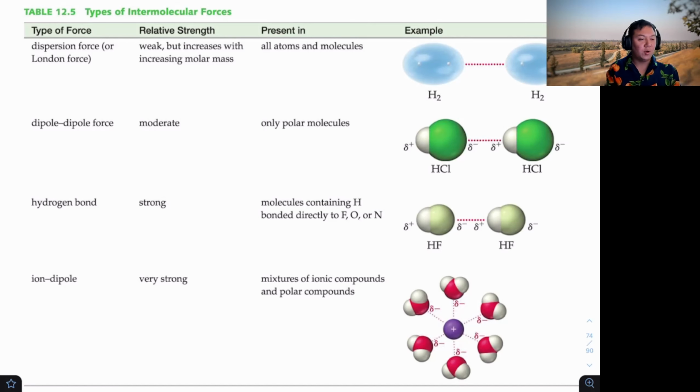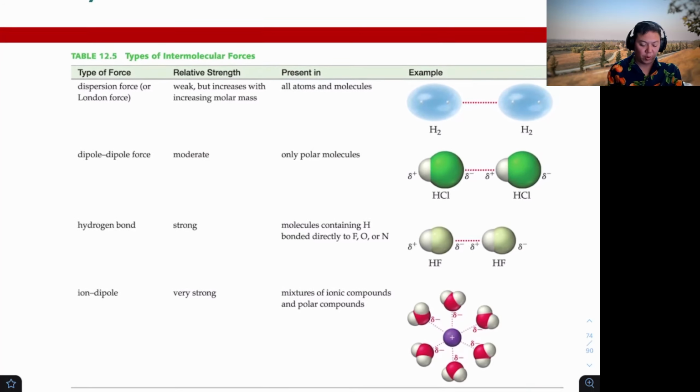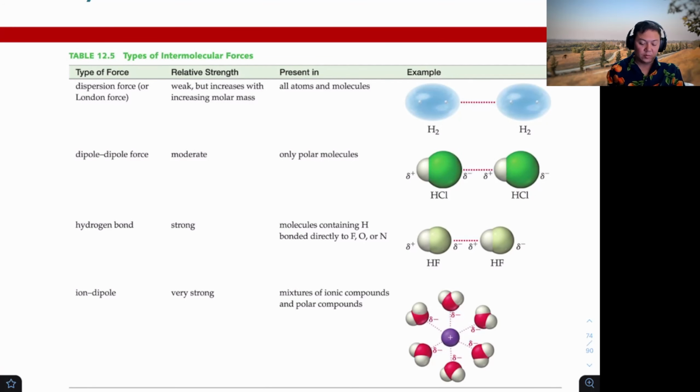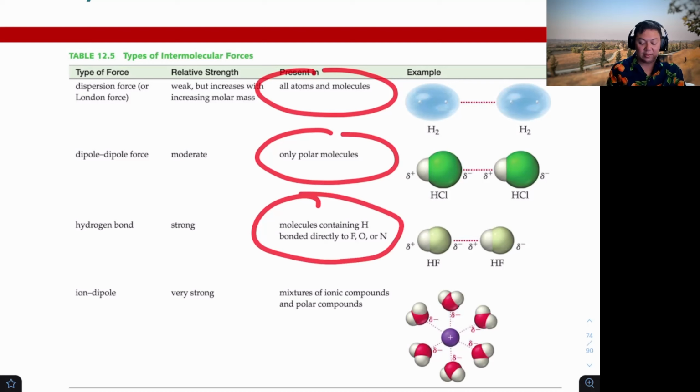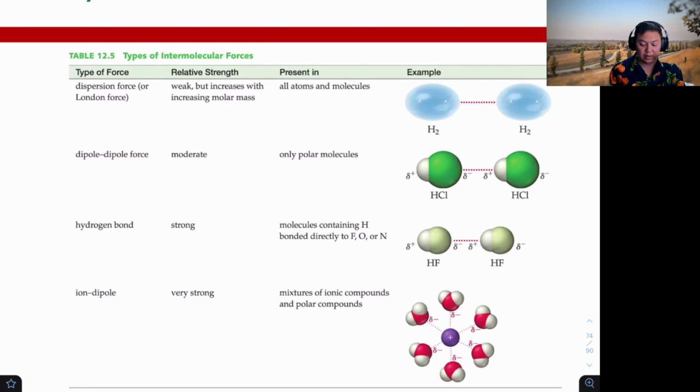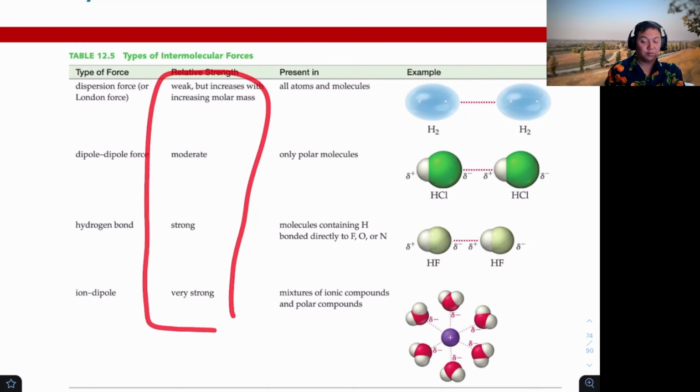So really, this table sort of summarizes everything that we've just covered, and the important point is that you can look at a type of molecule, determine if it's nonpolar, if it's polar, if it has the potential for hydrogen bonding, so if it's got fluorine, oxygen, and nitrogen, and then if it's a mixture, and then being able to rank those forces.